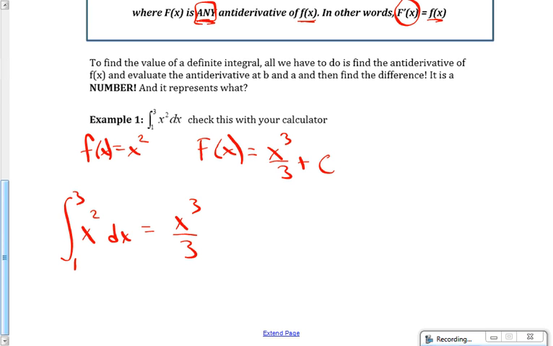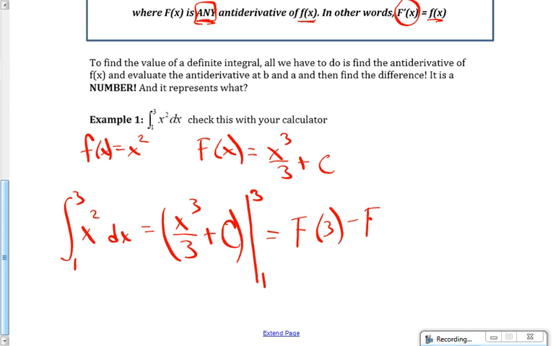x cubed over 3 plus c evaluated from 1 to 3. Okay, this vertical symbol almost looks like half of an absolute value symbol, but it represents that you're going to evaluate the function here from x equals 1 to x equals 3. Okay? Another way we could write that is capital F of 3 minus capital F of 1.